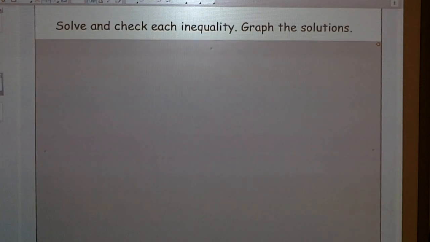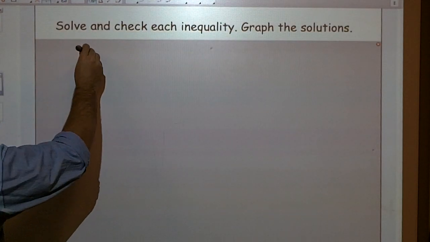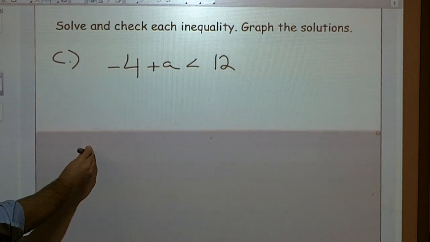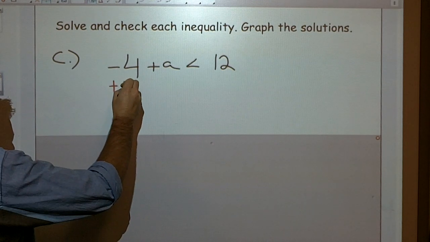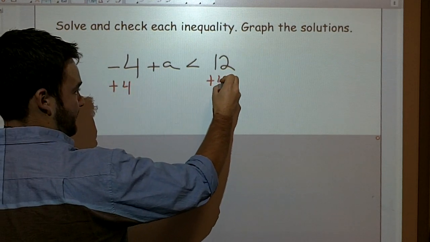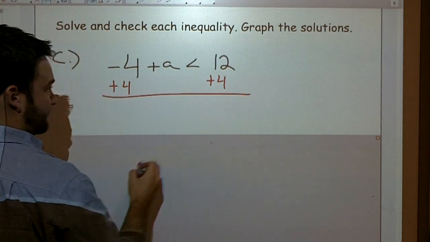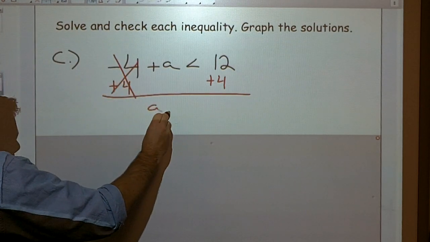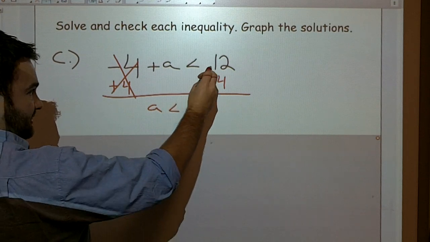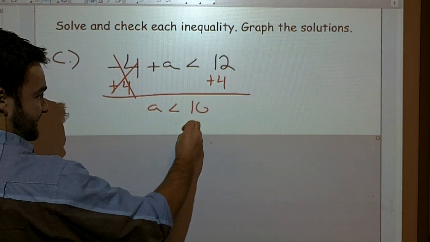A couple more examples, we'll just practice. Solve and check each inequality, graph the solutions. Negative 4 plus a is less than 12. All right, again, solve it just like a normal equation. We add 4, and rewrite. Negative 4 plus 4, these cancel. We've just got a is less than 12 plus 4, or 16.